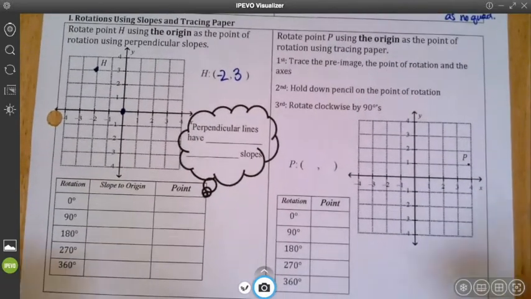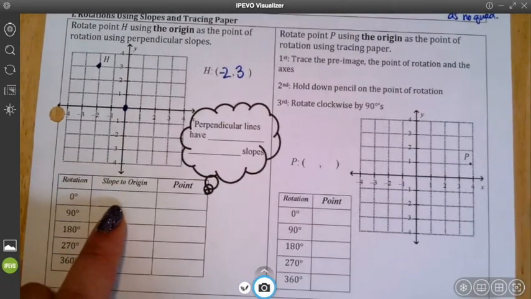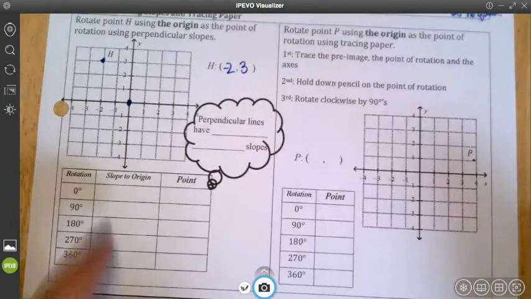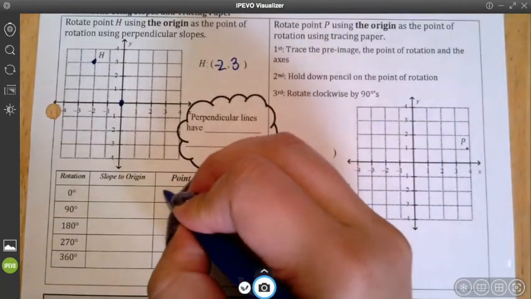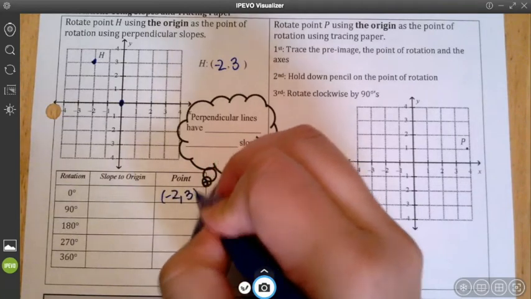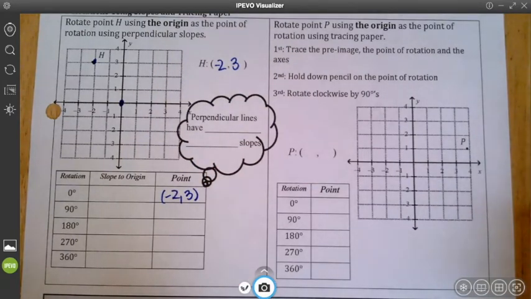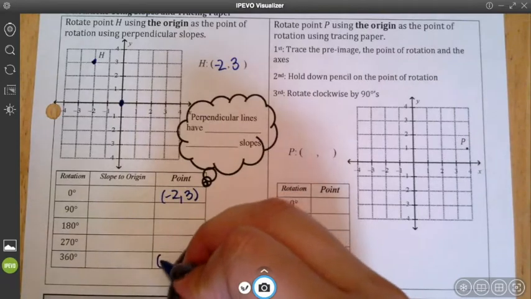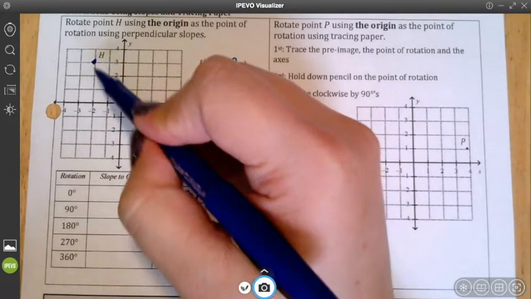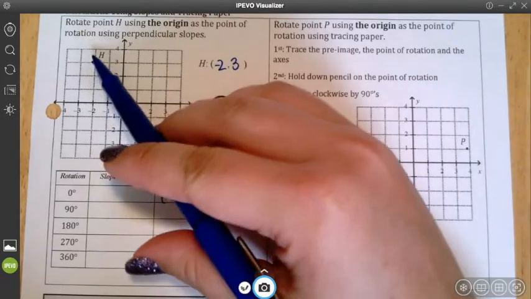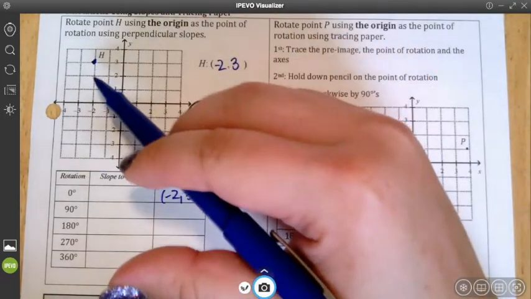Okay, so our 0 degree rotation, our point will stay the same, -2, 3. The other rotation where the point stays the same will be 360 degrees, -2, 3. Because if I rotate nothing, I don't change it. If I rotate 360 degrees, I go all the way around back to the same point.